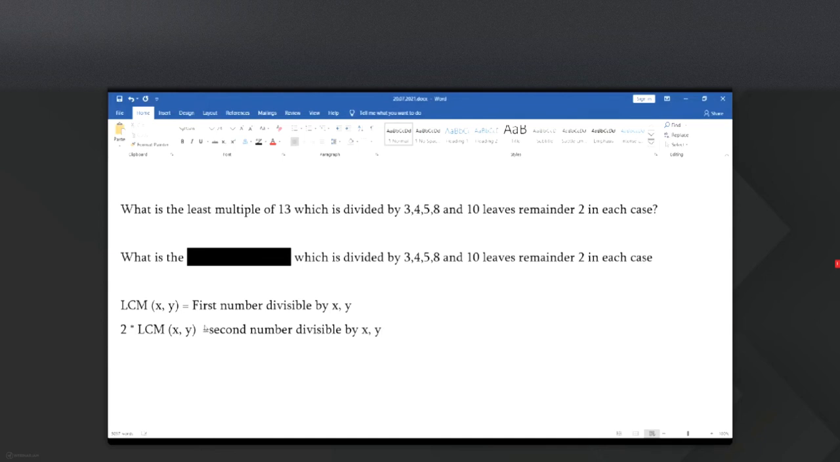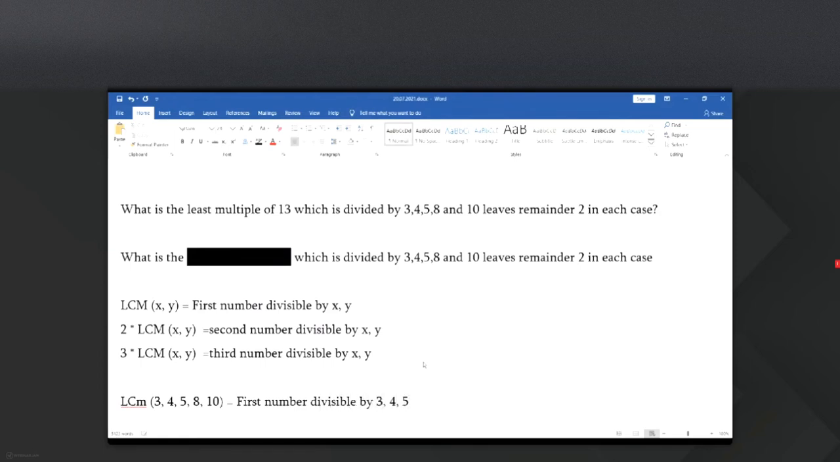So the third number divisible by x and y is going to be 3 times the LCM of x and y. So here they want to know what is the least multiple of 30 that is divisible by 3, 4, 5, 8 and 10 with remainder 2. First I find the first number divisible by 3, 4, 5, 8 and 10. What should I do? I should take the LCM of 3, 4, 5, 8, 10.